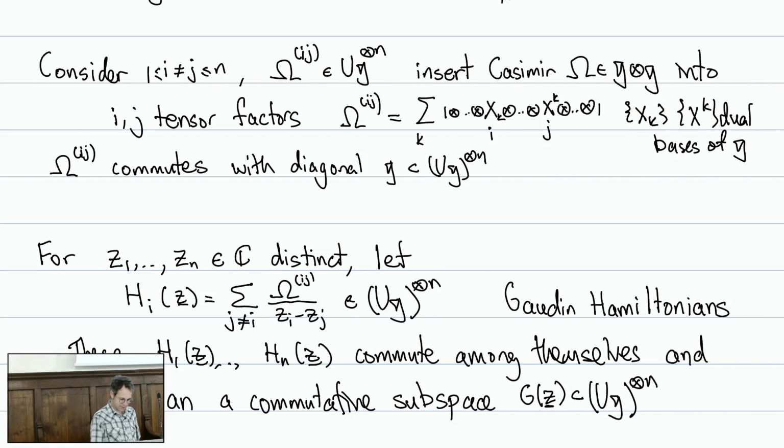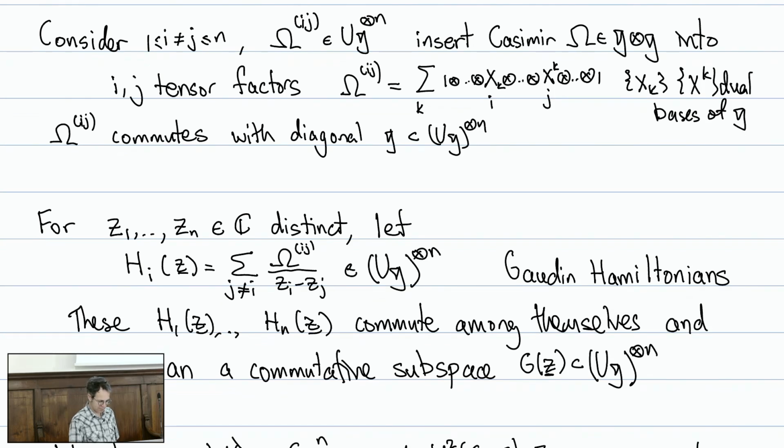So what makes these so nice is that they commute among each other. It's not very obvious from the formula that they should commute among each other, but they do. So for a fixed z, these n different guys commute among each other. Their sum is 0, so they only span an n-1 dimensional subspace, but they do span an n-1 dimensional commutative subspace of UG tensor n. They're going to play a fairly big role in what follows, especially in the next couple lectures, so maybe it's worth taking a look at their definition.